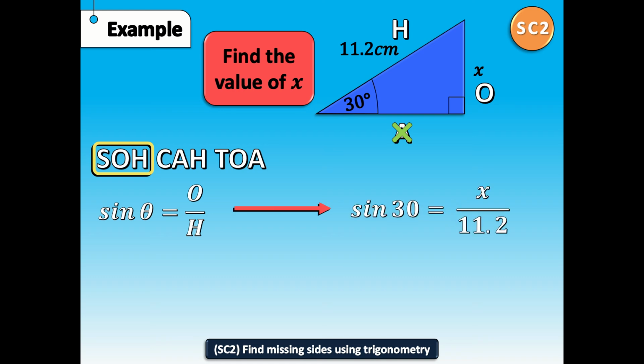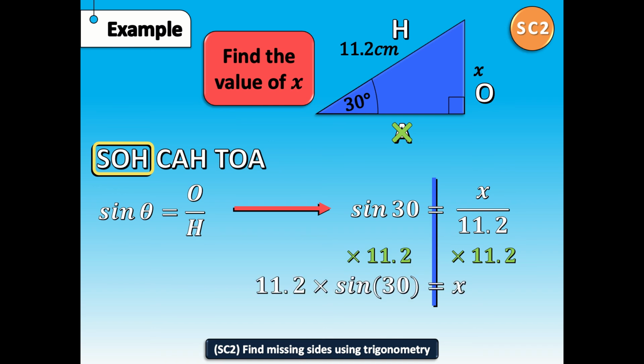So sine 30, using the angle that we're given, is equal to the opposite, which is x, divided by the hypotenuse, which is 11.2. Because 11.2 is on the bottom of the fraction, I need to times both sides by 11.2. So I type into the calculator 11.2 times sine 30, which is 5.6 centimetres. So the side labelled x is 5.6 centimetres.